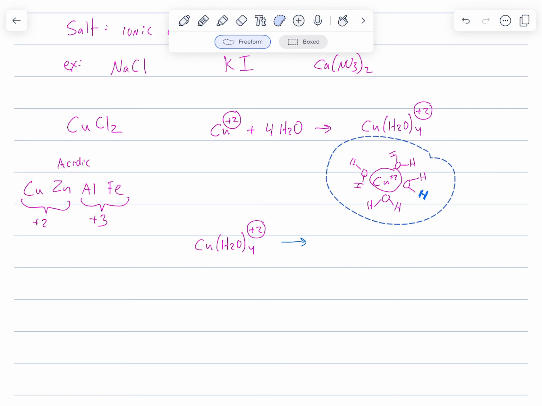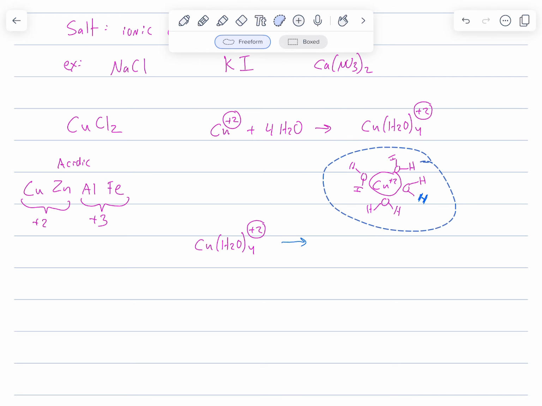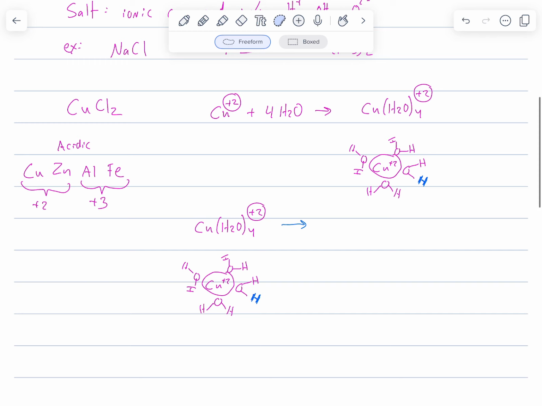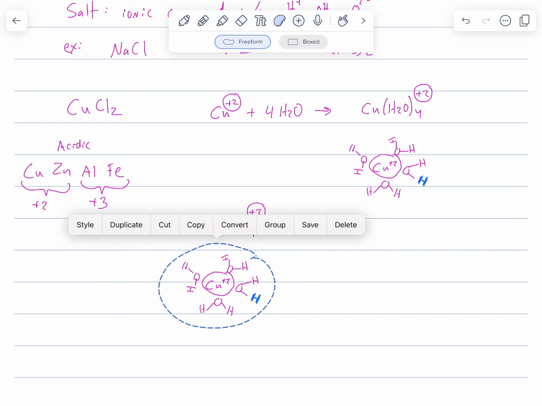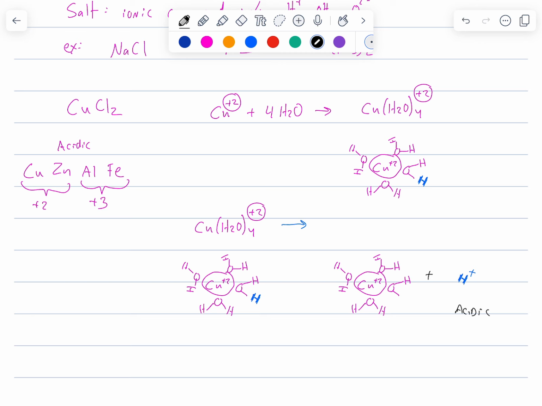And when it breaks, let's go ahead and duplicate this. When it ends up breaking, the different colored hydrogen pops off. So if it pops off, that makes this acidic. So what happens to the formula after that H comes off?